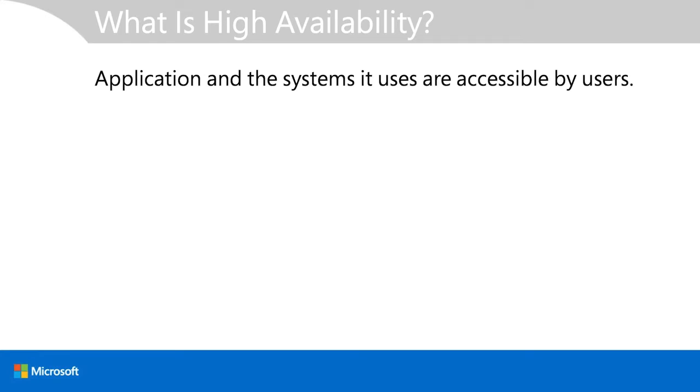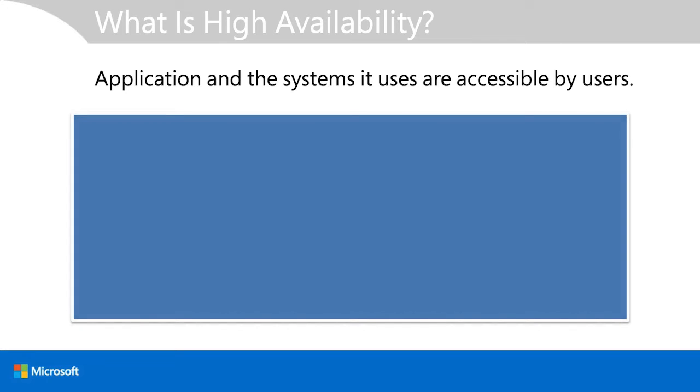In a general sense, high availability means that an application and its systems are accessible most of the time, usually in the high 90 percentile over any given period. So what exactly are the things that can impact availability?